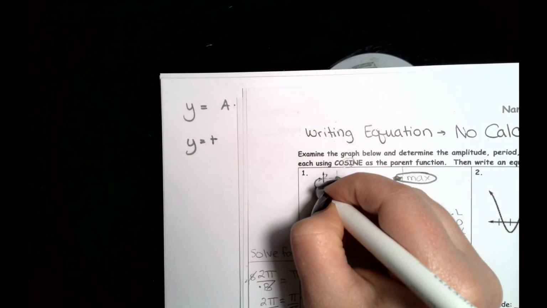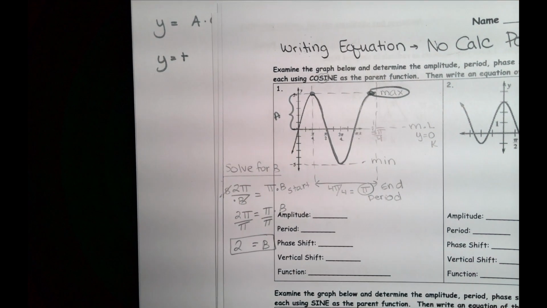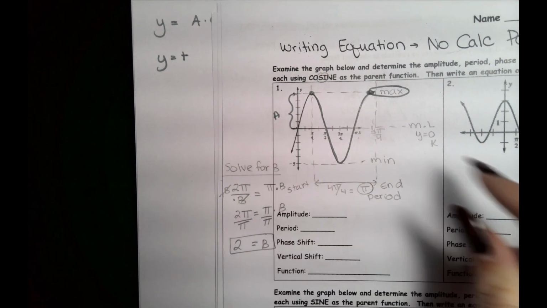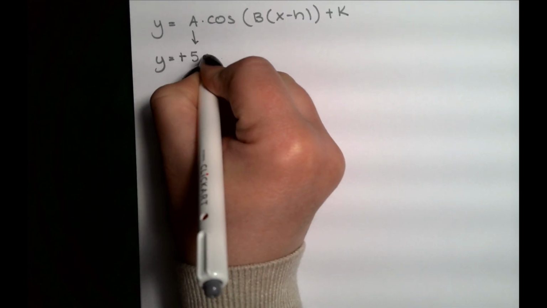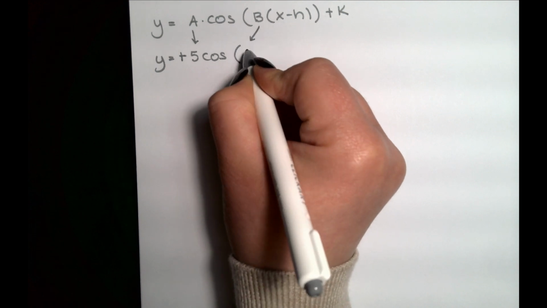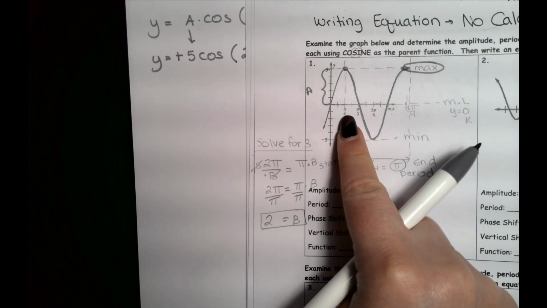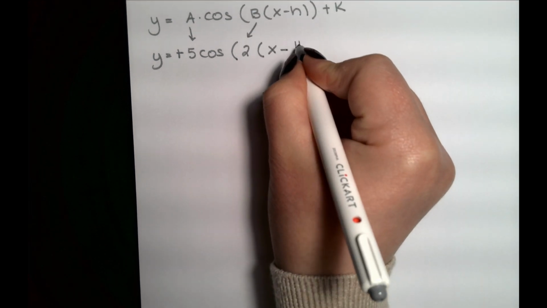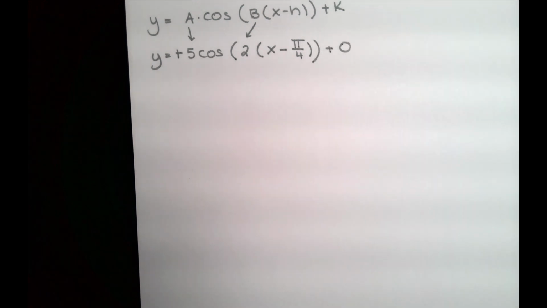Next, we're talking about our amplitude. Our amplitude is the distance above or the distance below our midline. Our midline is at 0. I'm jumping up 5, so I have a 5 for A. We solved for B. B was 2. Opposite of what you see is your phase shift, your start value, which mine was pi fourths. So I'm writing a negative pi fourths because it's opposite of what you see. Our midline was 0.